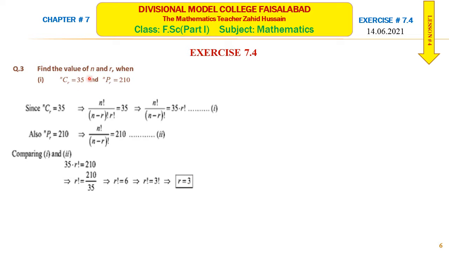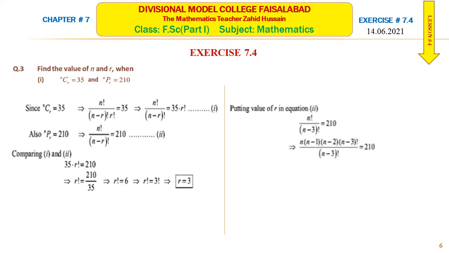We are able to find the value of r. Now we will put this value of r in equation number 2. Putting the value of r in equation number 2, we get n factorial over n minus 3 factorial is equal to 210. Now in the denominator there is n minus 3 factorial, so write n factorial up to n minus 3 factorial. So it is n into n minus 1, n minus 2 into n minus 3 factorial over n minus 3 factorial. N minus 3 factorial is cancelled with n minus 3 factorial, and we get n into n minus 1 into n minus 2 is equal to 210.